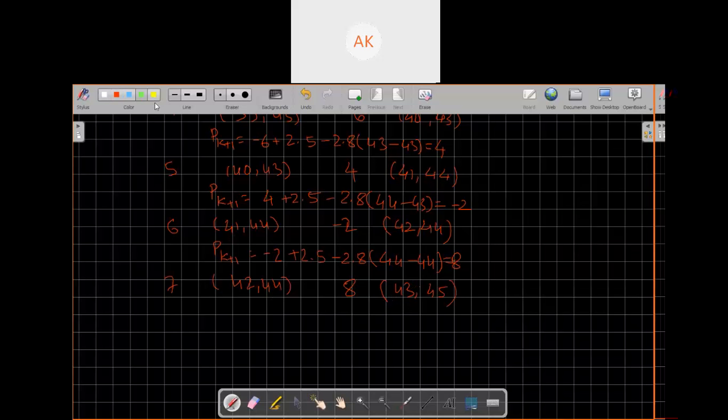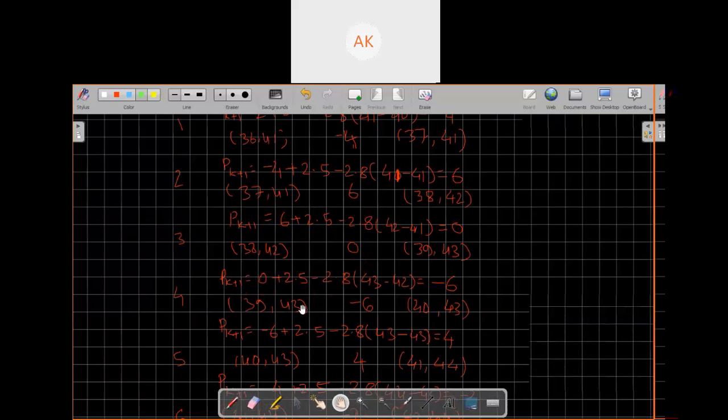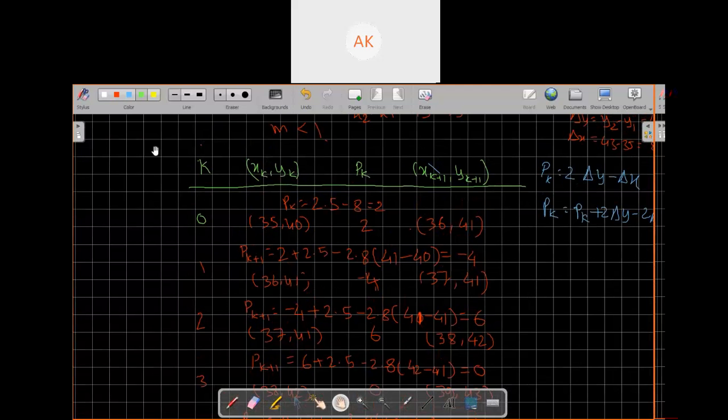And now you can see this is your end point. So we have reached our end point, and we will stop our algorithm here. Okay, so you have calculated all the intermediate points between these two points. We start with the point (35, 40), and we have reached all these intermediate points.